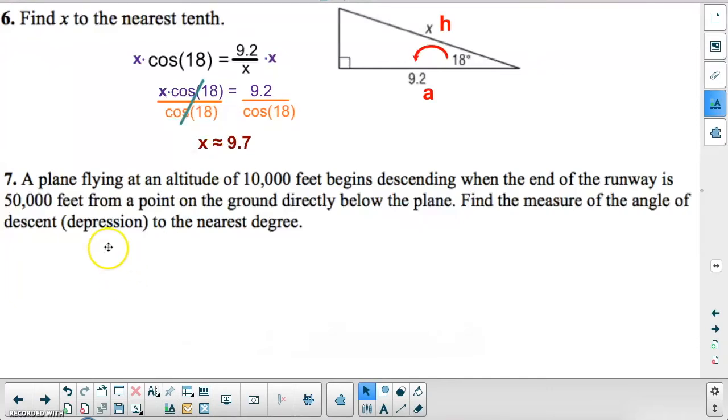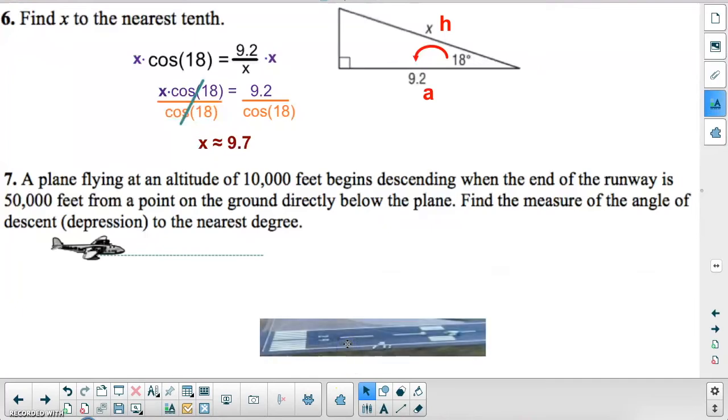On number 7, we have a plane flying at an altitude of 10,000 feet. So we have a plane in the sky. It's flying towards the runway. It begins its descent 50,000 feet from a point on the ground directly below the plane. So directly below the plane in its distance to the runway is that 50,000. It's flying at an altitude of 10,000. We want to know the angle of descent or angle of depression. That's going to be this angle here.